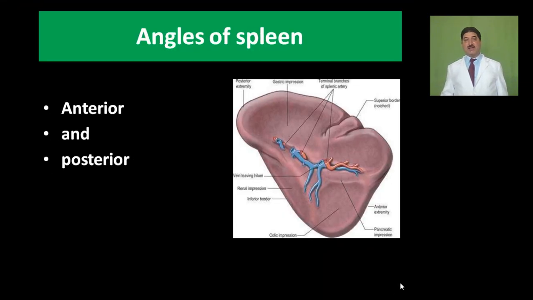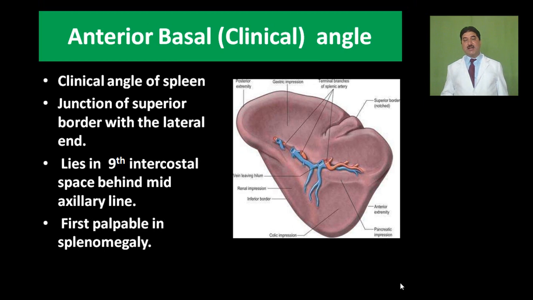The spleen has two angles, anterior and posterior angle. The anterior angle is called the anterior basal or clinical angle of the spleen. It lies at the junction of the superior border with the lateral end. It lies in the ninth intercostal space behind the axillary line. The importance of this angle is that it becomes first palpable in case of splenomegaly. That is why it is called the clinical angle of the spleen.